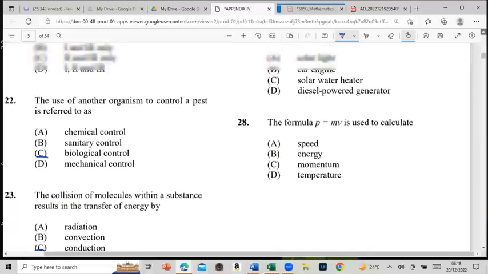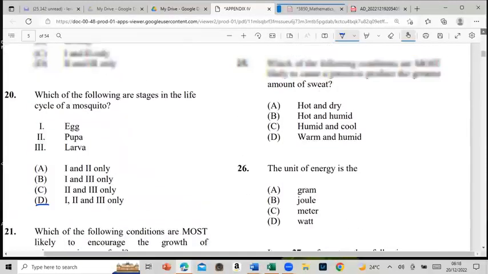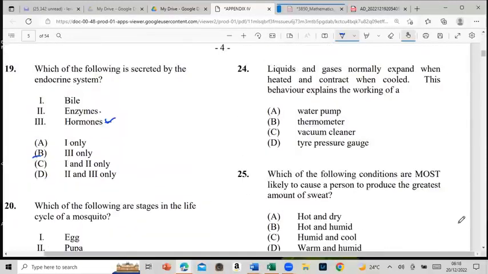Alright, let's move on to 24. Liquids and gases normally expand when heated and contract when cooled. This behavior explains the working of a water pump, thermometer, vacuum cleaner, tire pressure gauge, which is it? And definitely the thermometer.